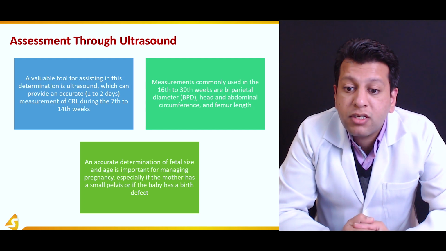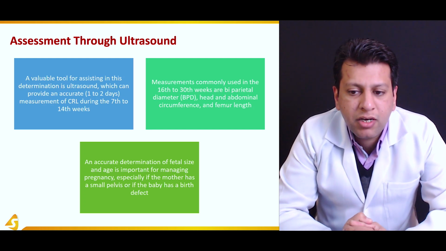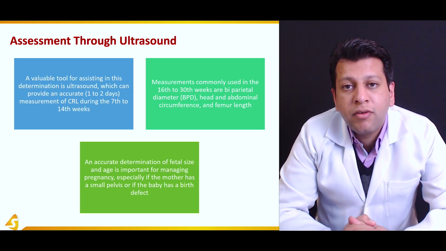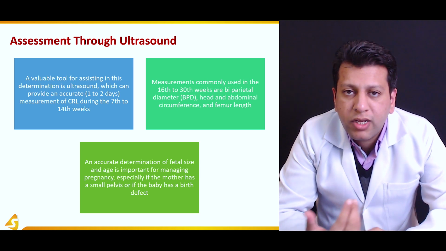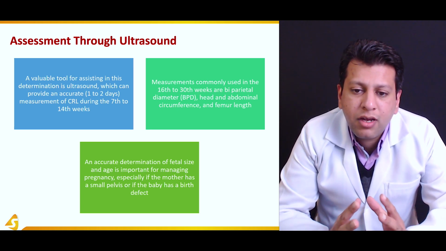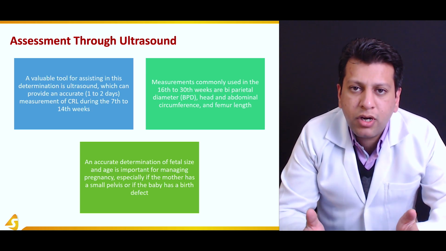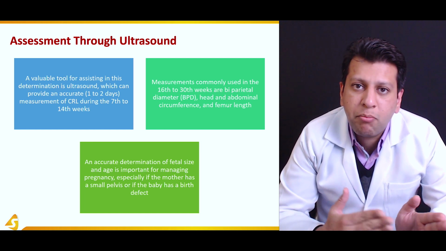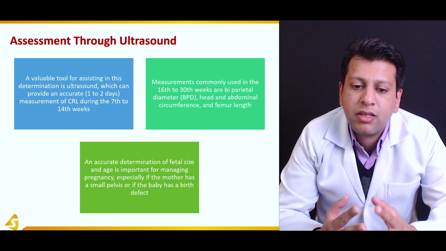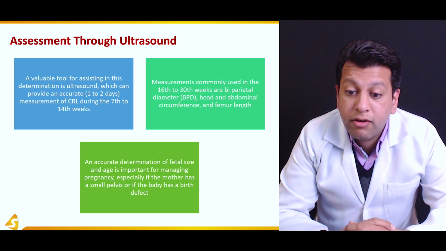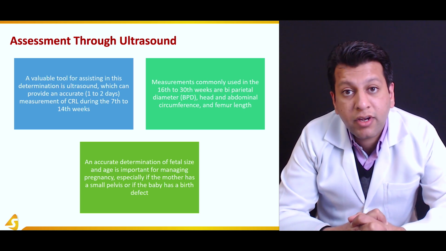Measurements commonly used in the 16th to 30th weeks are biparietal diameter, head and abdominal circumference, and femur length. These are different measurements, and they are used because the head is growing differently and the body is growing differently. Femur length would tell whether the body is growing at a good pace or not, and biparietal diameter and head circumference will tell whether the head of the baby is growing normally or not. An accurate determination of fetal size and age is important for managing pregnancy, especially if the mother has a small pelvis or if the baby has a birth defect.